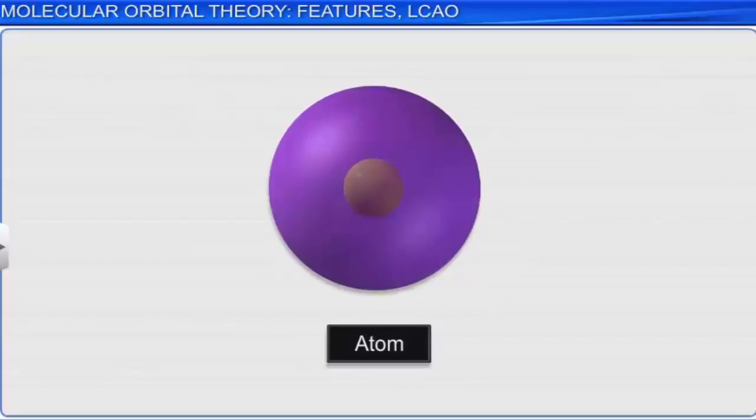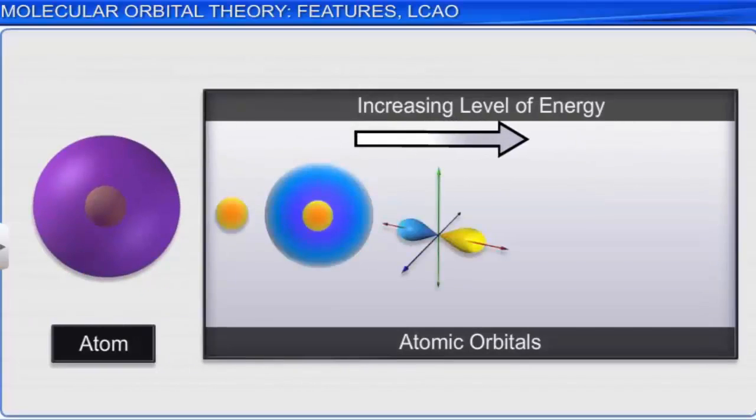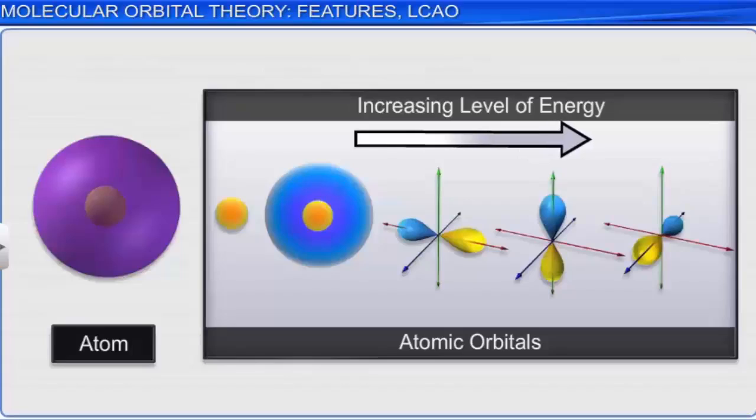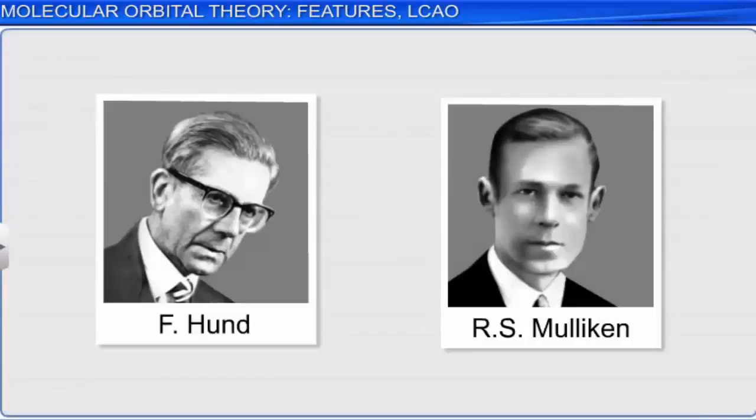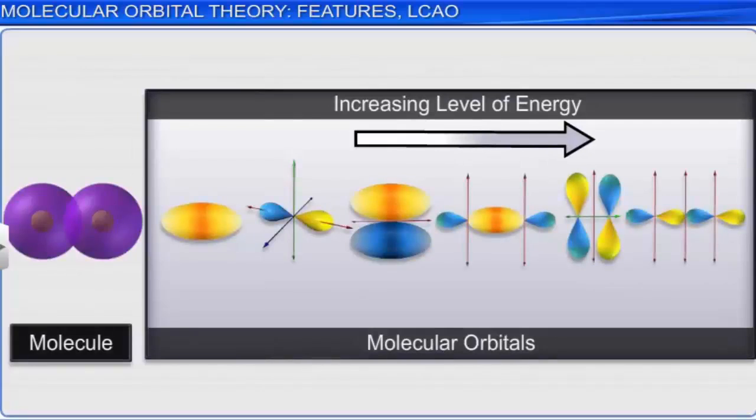In an atom, electrons are present in orbitals of differing energy levels, such as 1s, 2s, 2p, and so on. They represent the probability of finding electrons around an atom. This observation led scientists F. Hunt and R. S. Millikan to develop the molecular orbital theory, which postulates that electrons in a molecule similarly exist in different orbitals, giving the probability of their presence around a molecule.